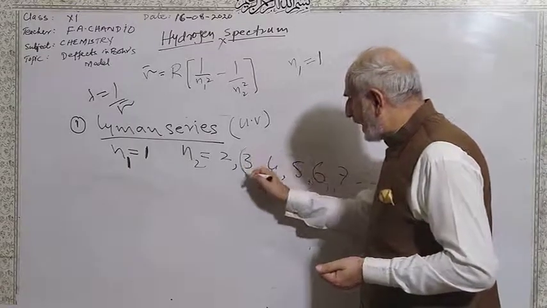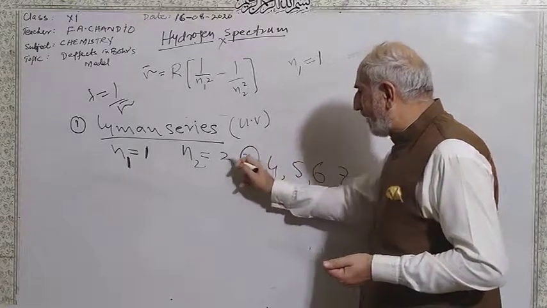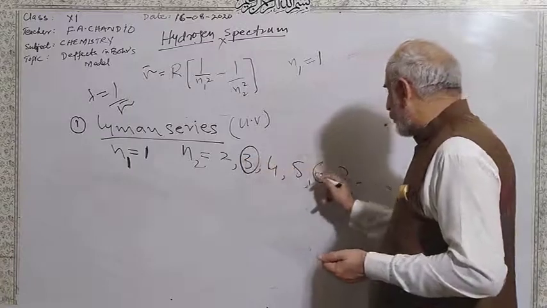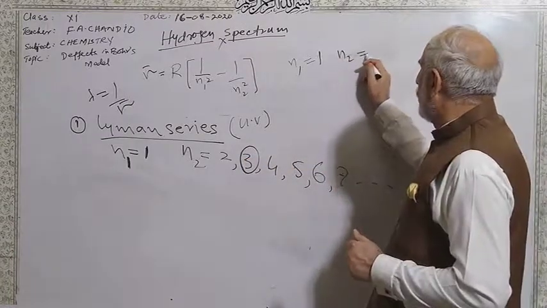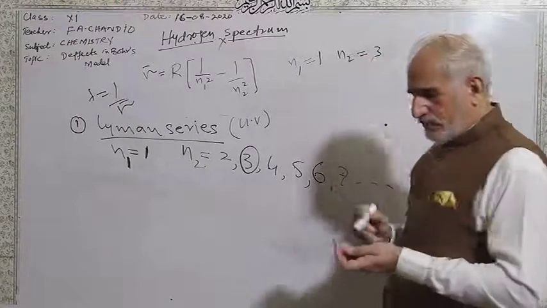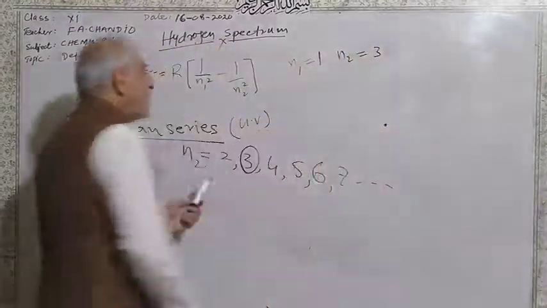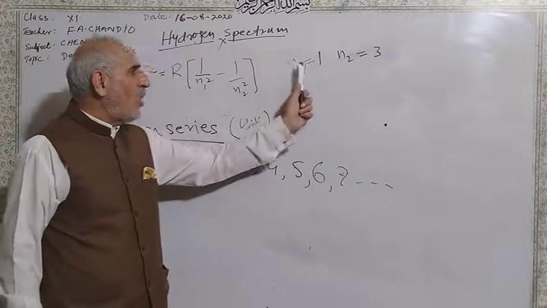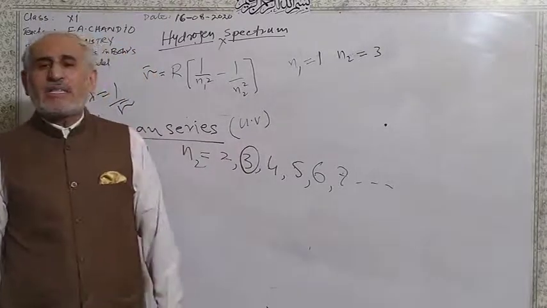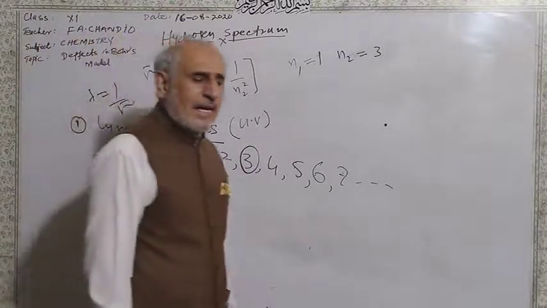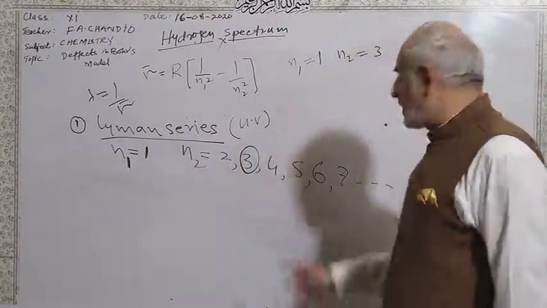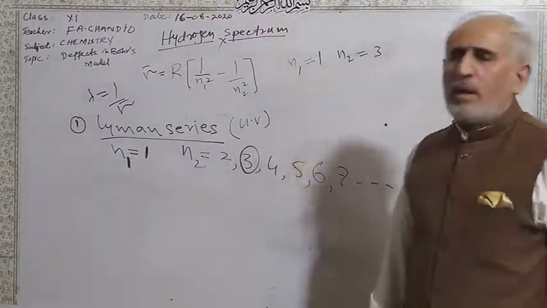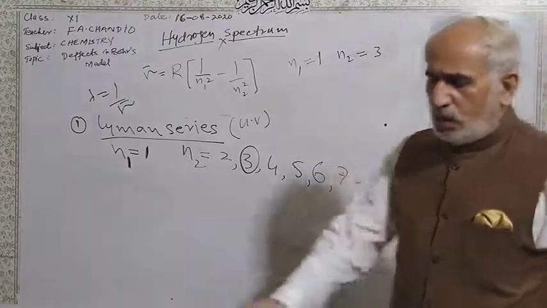And he said calculate the second line. So this is the second line, 3 is the second line: 1, 2, 3, 4, 5, 6. So it means n2 will be equal to 3. So this is the second line of the Lyman series. Third line of the Lyman series. Calculations are present in your book.